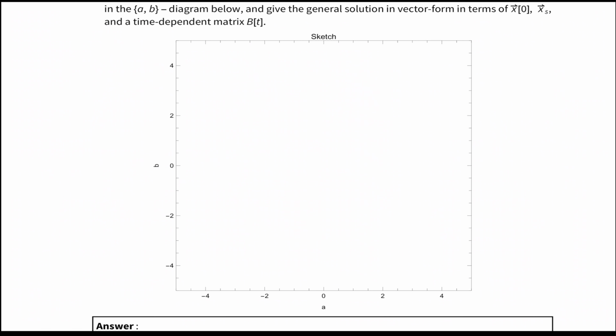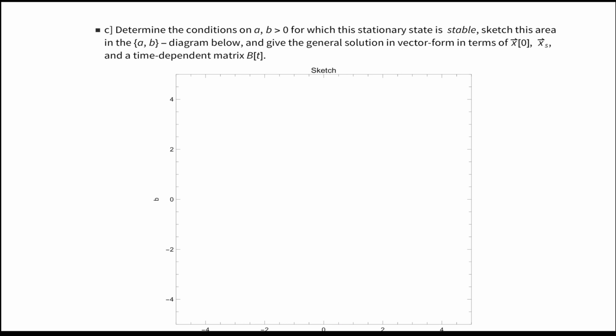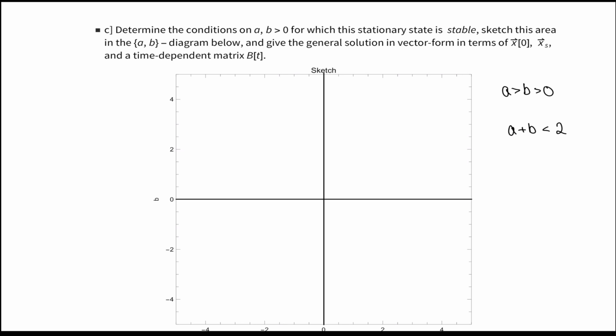If we now look at this graph, rewriting our conditions A, B are greater than 0, and A is bigger than B, and A plus B is less than 2. What this means is that when I split this up into 4 quadrants, we only want this first quadrant because that is where A and B are both going to be greater than 0.